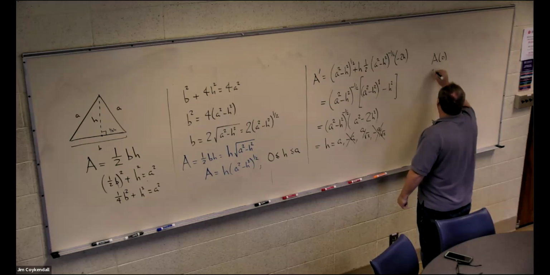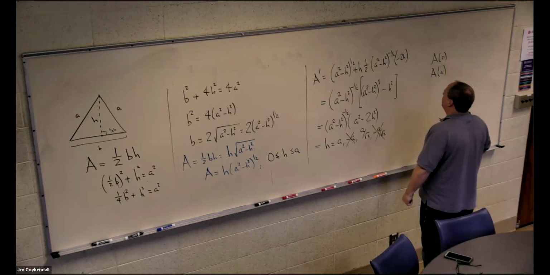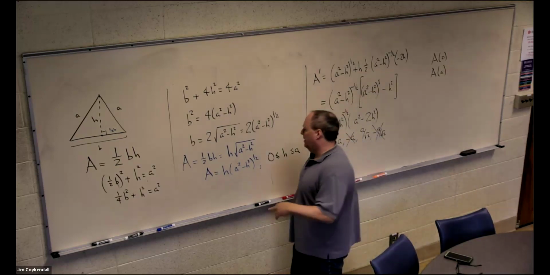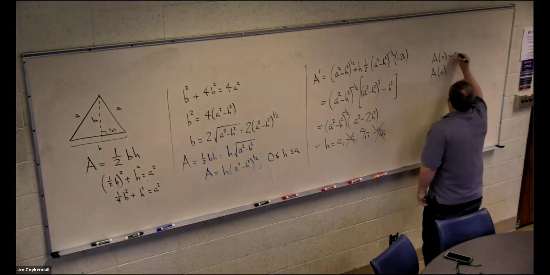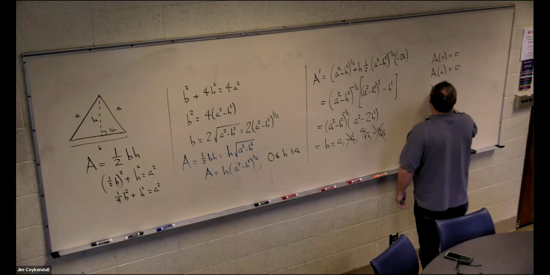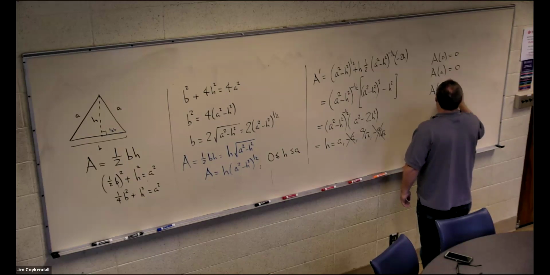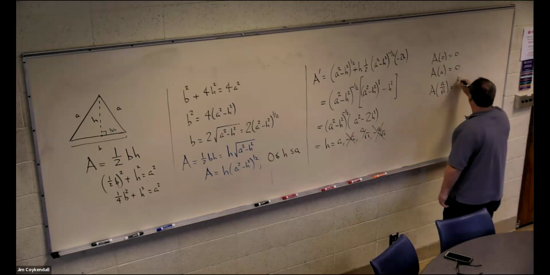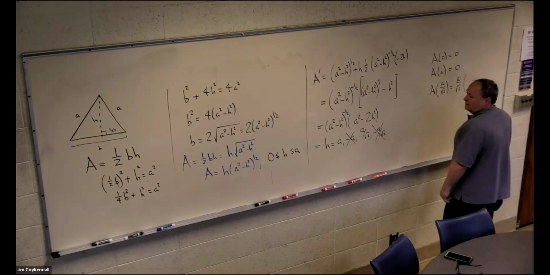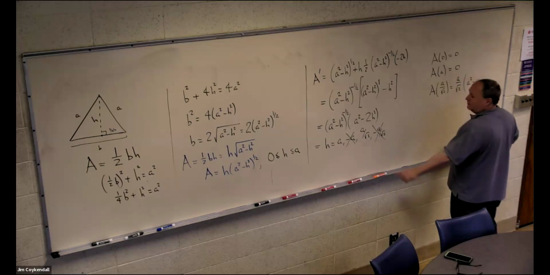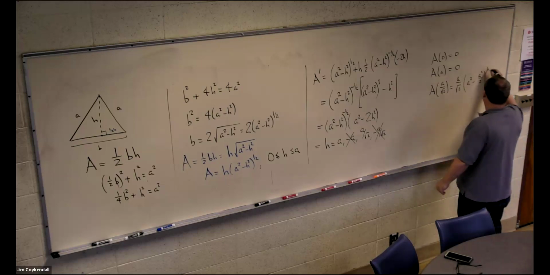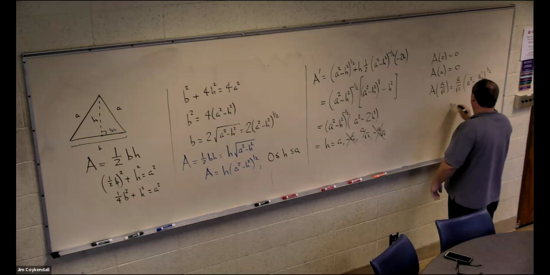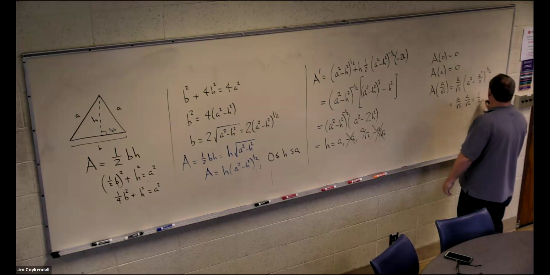Area of 0, area of A. Well, when I plug in 0 for H, I get 0. When I plug in A for H, I get 0. So all I need is for this to not be 0. And what do I get? I get A over the square root of 2 times the square root of A squared minus A squared over 2, which is A over root 2 times A over root 2, which is A squared over 2.